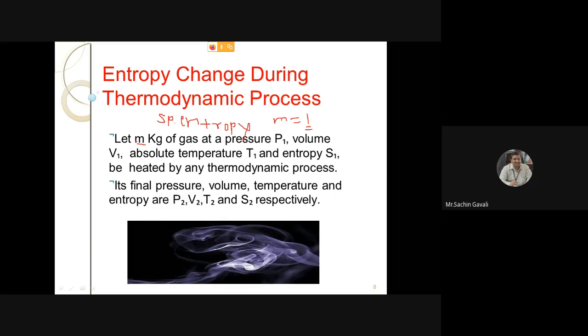Then let m kg of gas having pressure P1, volume V1, absolute temperature T1, and entropy S1 be heated by a thermodynamic process. That means this ideal gas has changed its state to pressure P2, volume V2, temperature T2, and entropy S2. Then what is S2 minus S1? That is the entropy change during this process. Pressure changed from P1 to P2, volume from V1 to V2, and temperature from T1 to T2. During this, what is the entropy change?